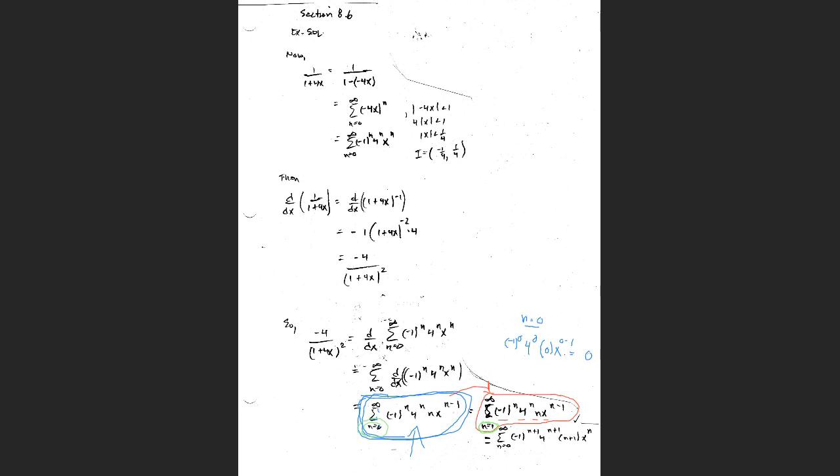But then look at what they do. They write this series here as a new series, in purple, where they're changing the index from n equals 1 to n equals 0.